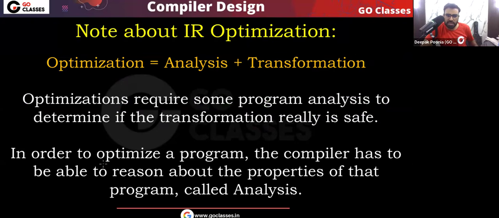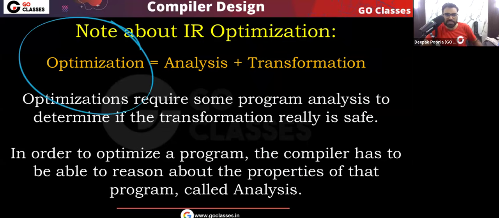You can see, in order to optimize a program, the compiler has to be able to reason about the properties of the program. This is called analysis of the program. So before we do the optimization, or I can say before we do the transformation of the program, first we need to do the analysis of the program.